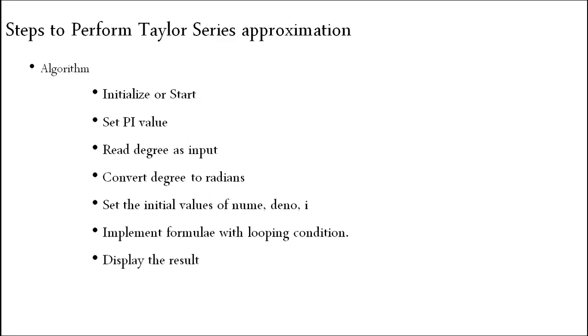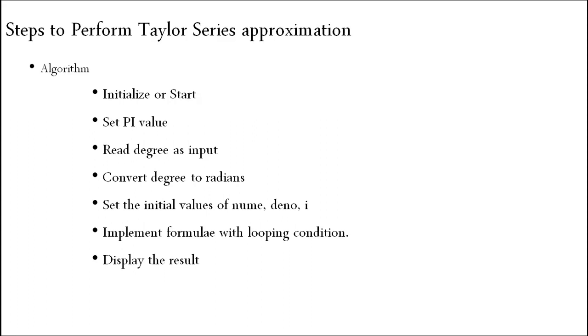Next, after doing this, we have to implement the formula with a looping condition. We have to impose the formula to get the result. Once you're done with that, the final step is to display the result. So this is a detailed procedure to perform Taylor series approximation.